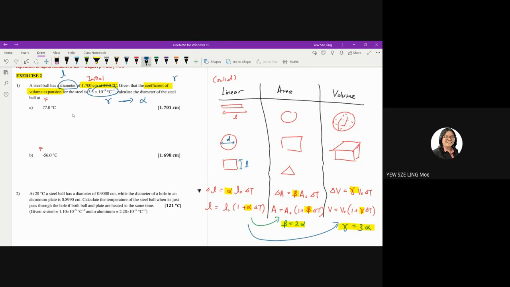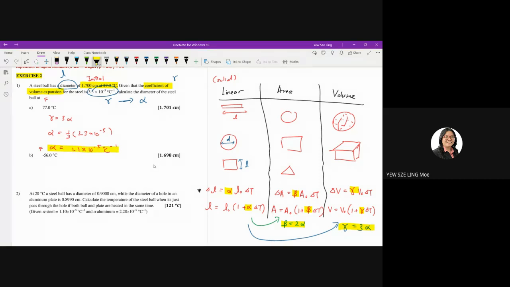All right, so let us begin with the coefficient of expansion first. We know gamma is equal to 3 alpha. So alpha is equal to 1 over 3 times gamma, which is 3.3 times 10 to the power of negative 5. Therefore, alpha is equal to 1.1 times 10 to the power of negative 5 °C⁻¹. So this is how you calculate alpha.